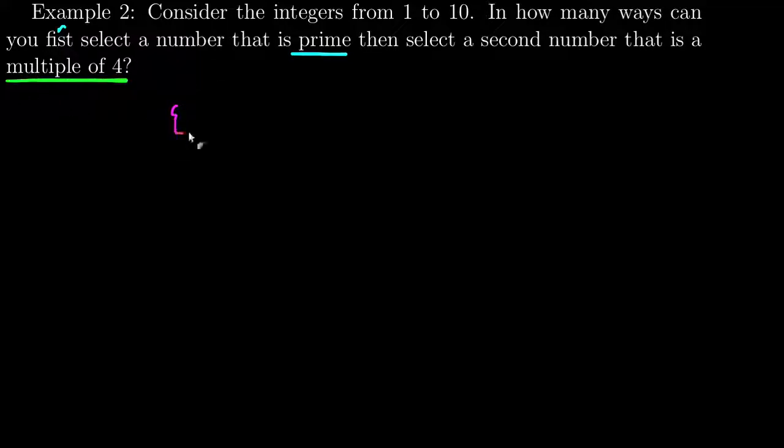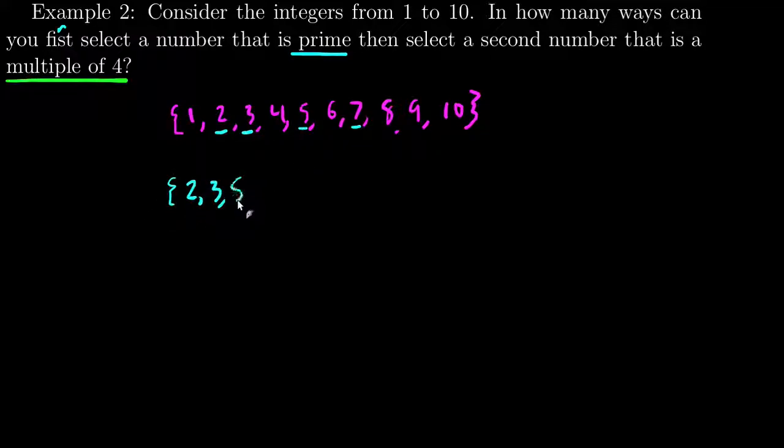So my integers from 1 to 10, well, same as before, 1, 2, 3, 4, 5, 6, 7, 8, 9, 10. The primes we had are still the same primes, 2, 3, 5, and 7. And the multiples of 4 are 4 and 8.